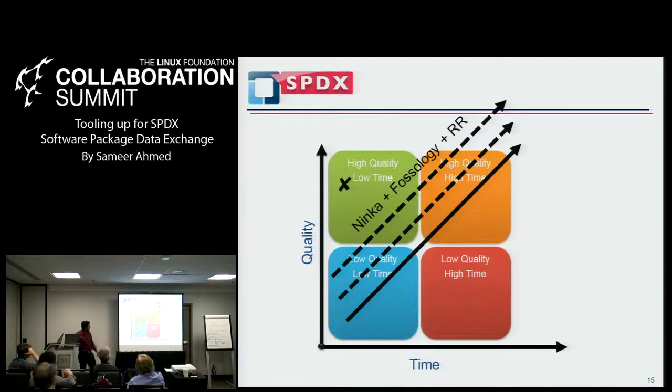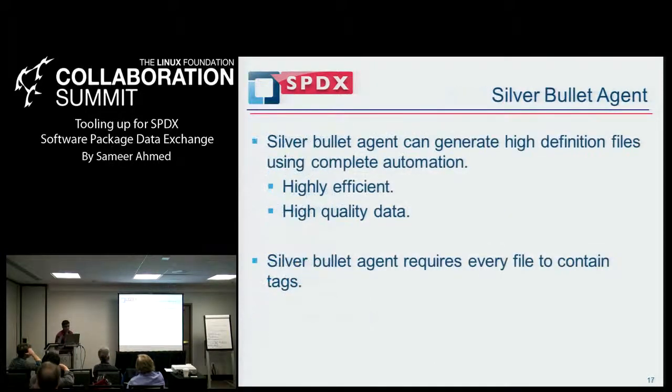But again, this is not the destination. We still want to go to high quality, low time. How do we do that? Here's the silver bullet. Mark gave a concept of what silver bullet is all about. Now I'm going to be talking about the silver bullet agent. Again, I would like to go back and say about the zDarwin. It's an expert system. It has many other agents, okay? So now I would like to plug in the silver bullet agent into it.